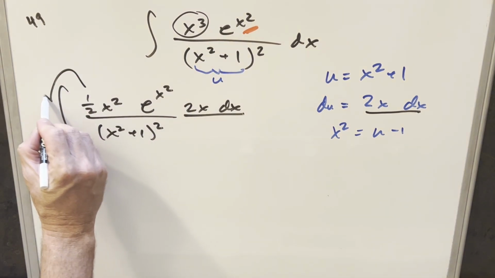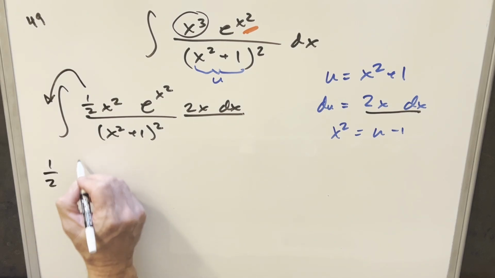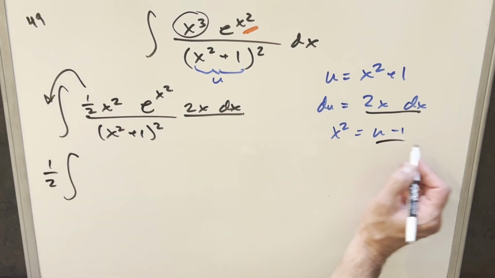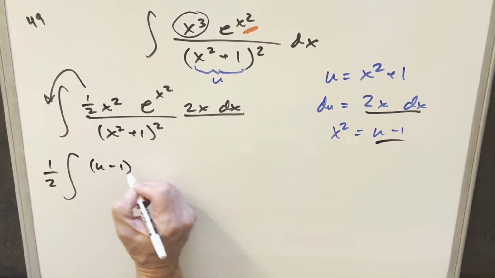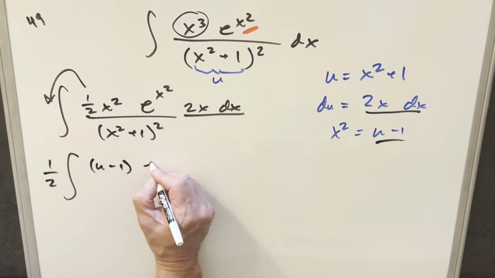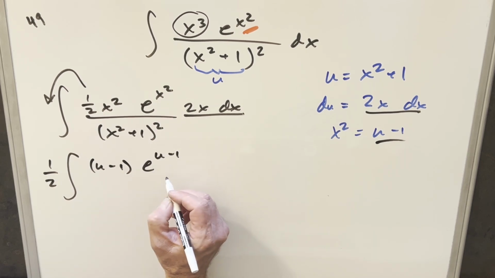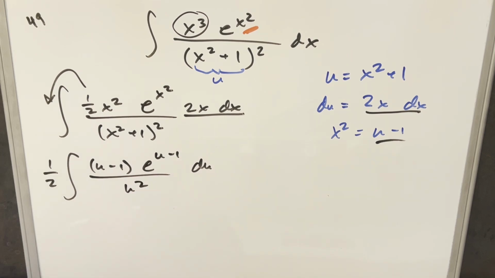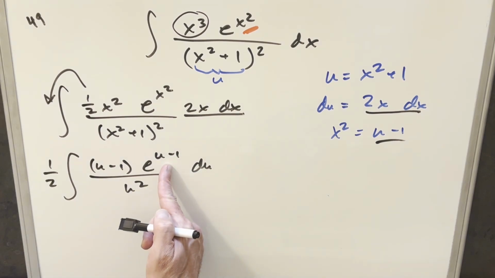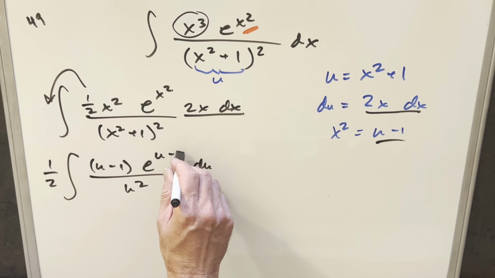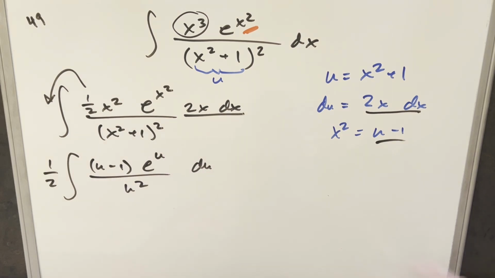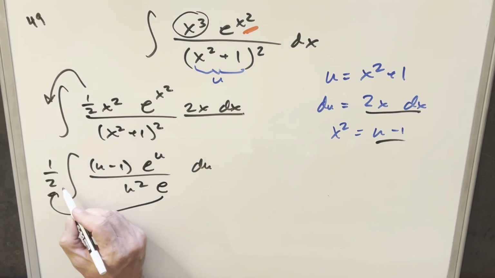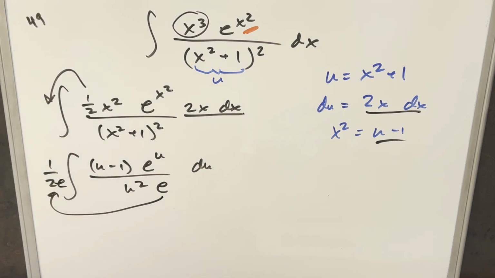And now we can go ahead and substitute. Let's take the 1/2 out front. X squared is going to be u minus 1 here, and this is going to be e to the u minus 1. This here is just our du, and then we're all over u squared. I don't really like having the complicated exponent, so I can separate that out as 1 over e and bring it out front of the integral, and we can write this as 1 over 2e.